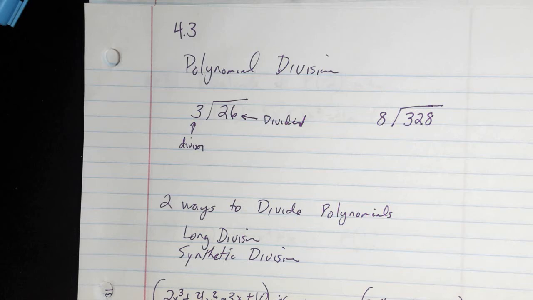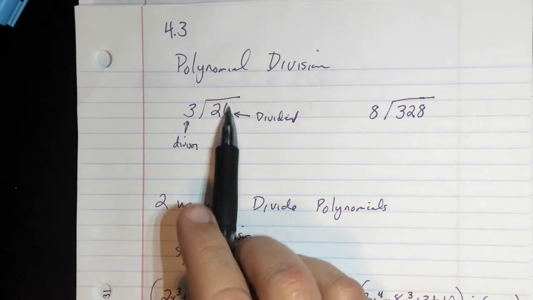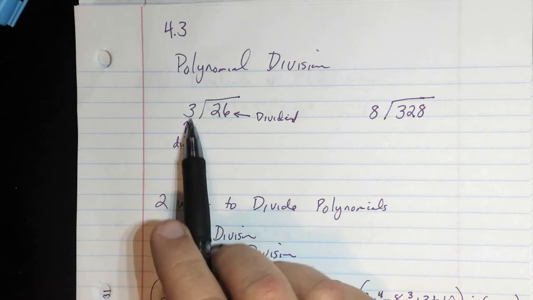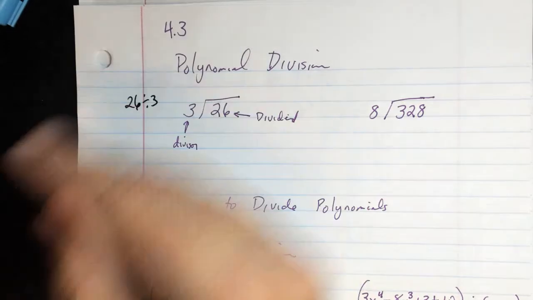Now, if you remember division, this is an example of a division you might remember. The number inside is your dividend. The number outside is your divisor. This would be like 26 divided by 3.